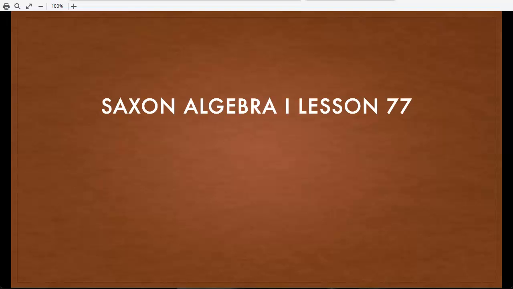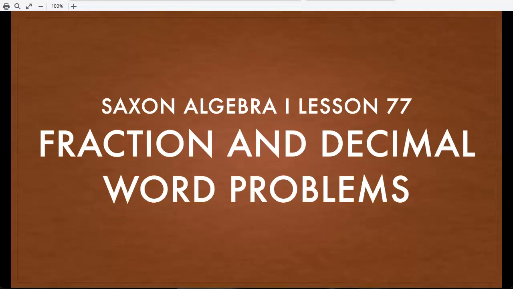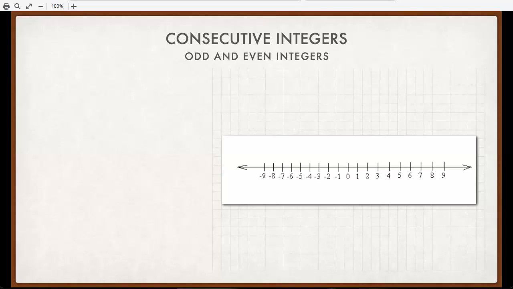Lesson 77, Fraction and Decimal Word Problems. First, we'll continue with something that we started last time, consecutive integers and problems dealing with these. Today we'll talk about when we have consecutive odd or consecutive even integers.